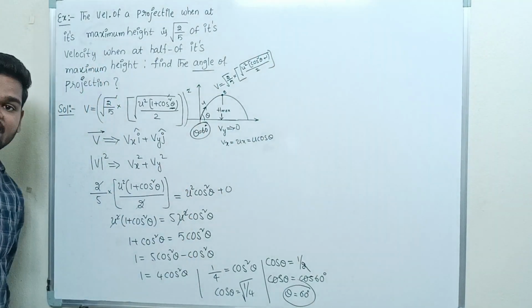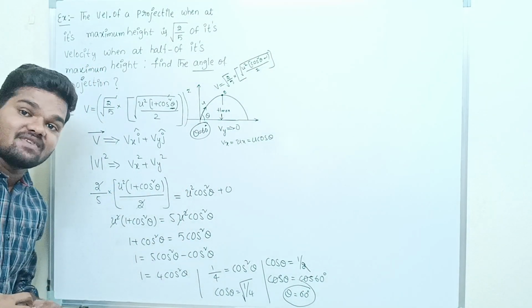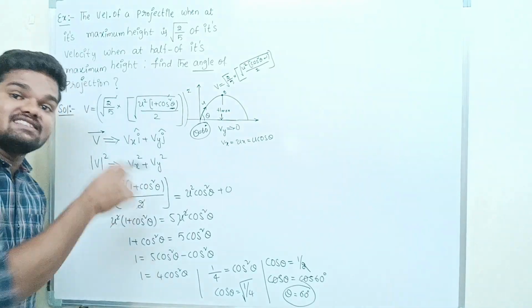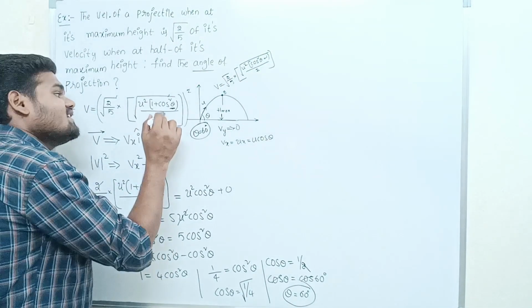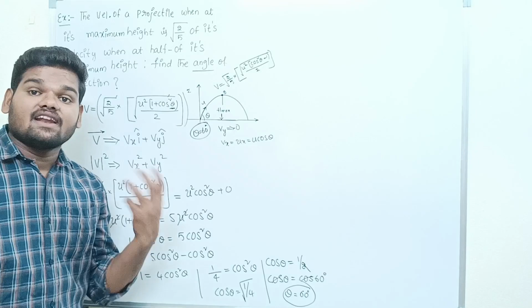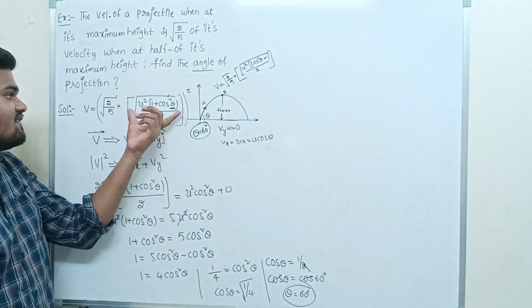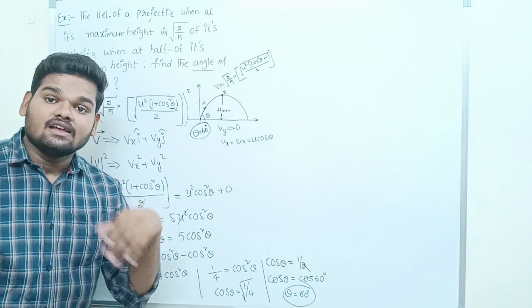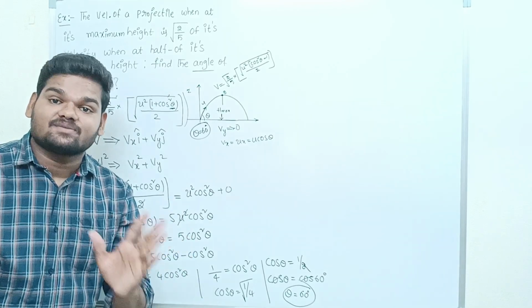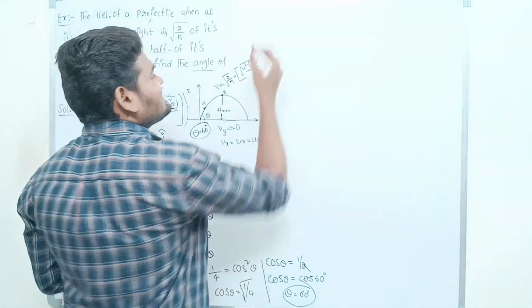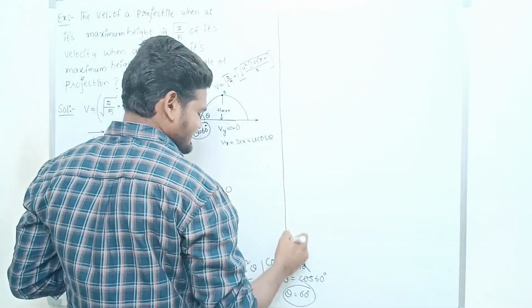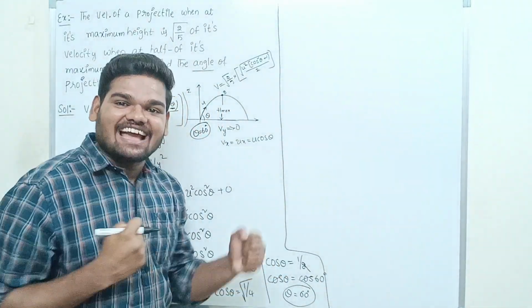60 degrees. Okay? So this example problem also depends upon our concept. What is that? The velocity of an object at half of its maximum height. So please learn the concept. That's it. So the last concept of today's session. Sir, last concept? Yeah. Okay.